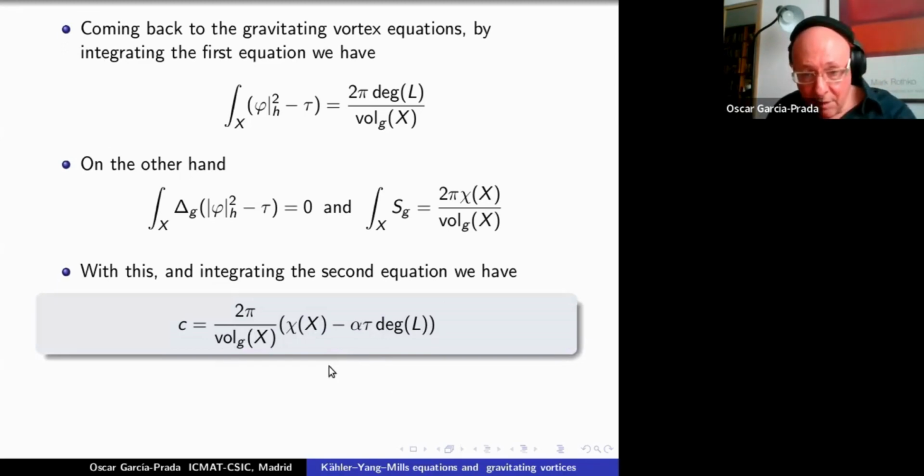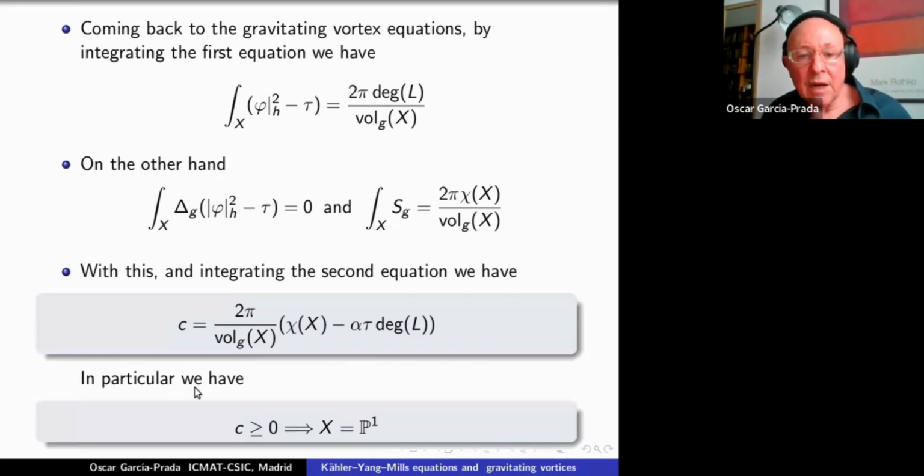And you see by looking at this expression here that if in particular we want to study the case in which c is positive, meaning bigger or equal than zero, then the Riemann surface must be P1, the Riemann sphere.